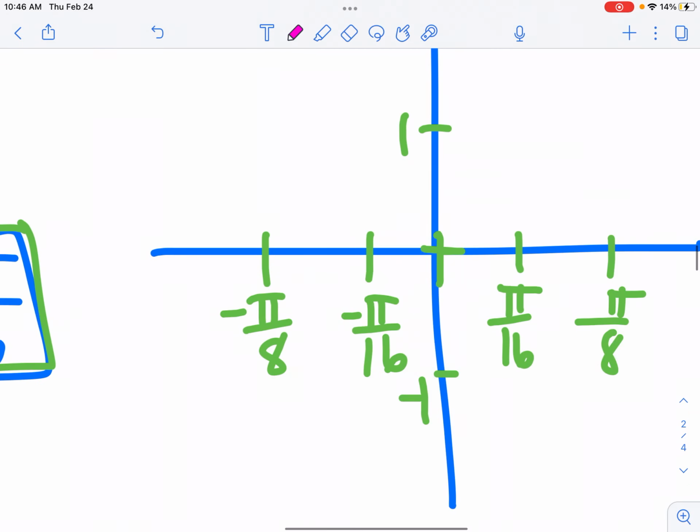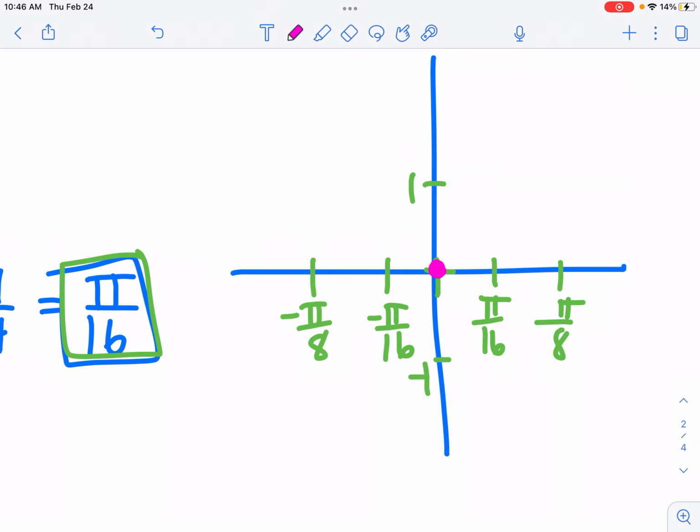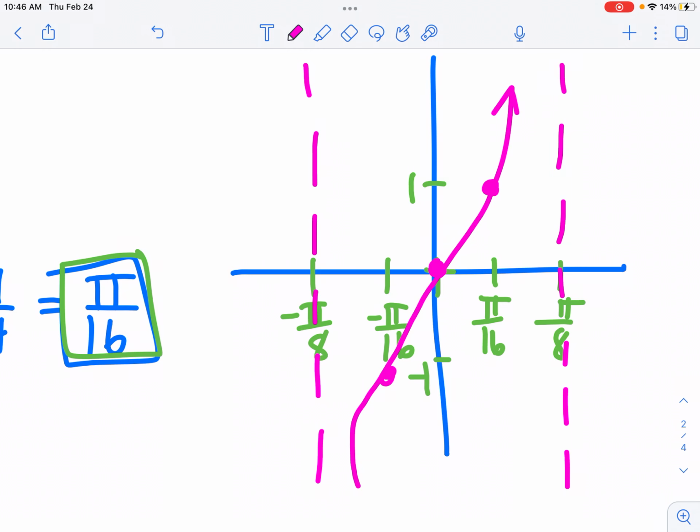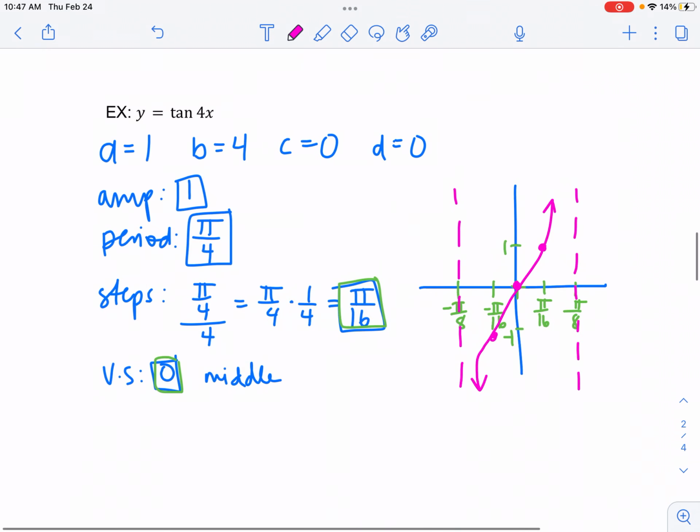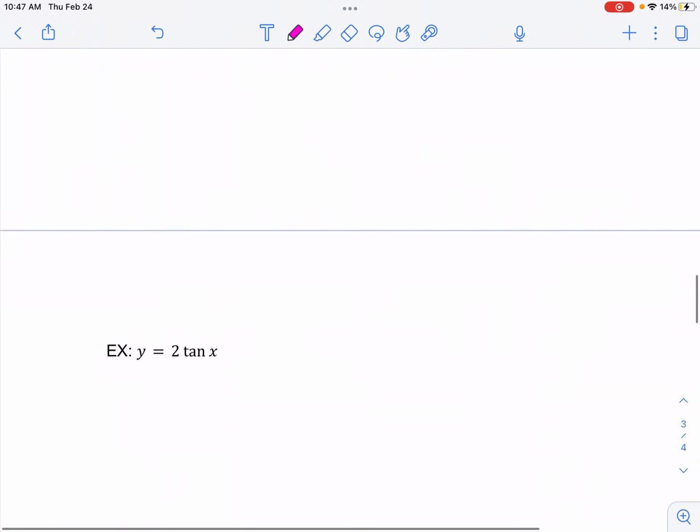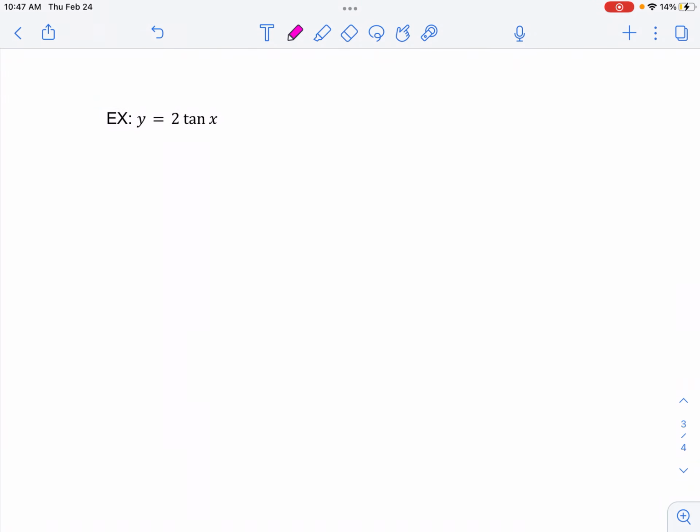Now let's graph it. And we've got middle right here. We go middle, up, asymptote. Back to the middle, down, asymptote. Connect the dots. There's our tangent graph. This was fun. Let's do another one.